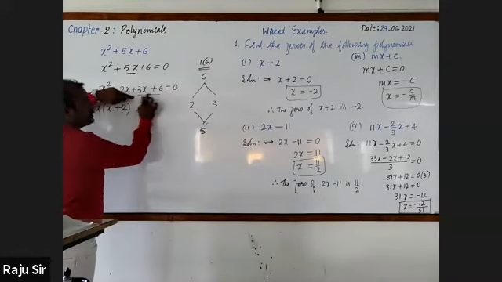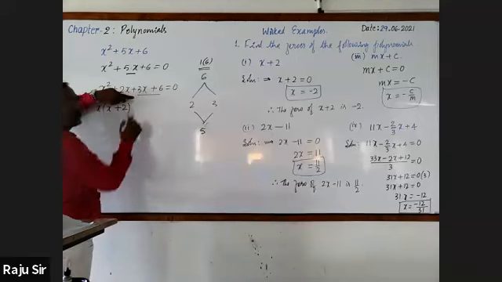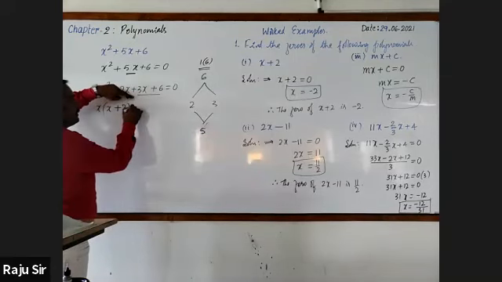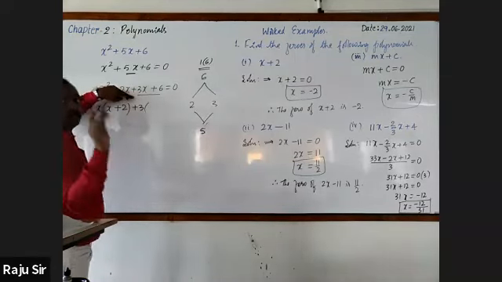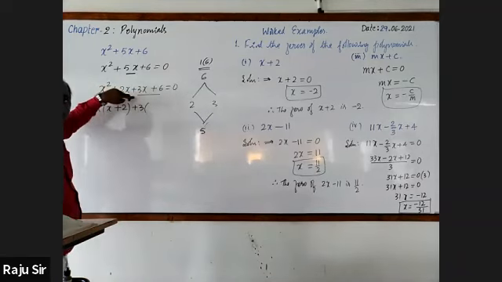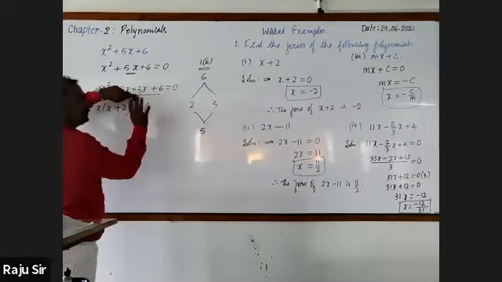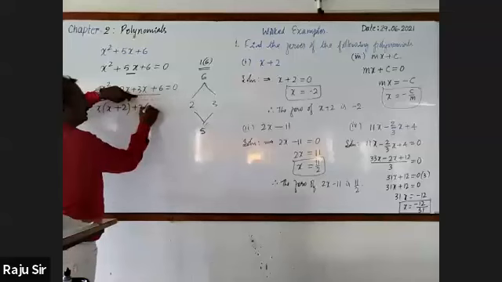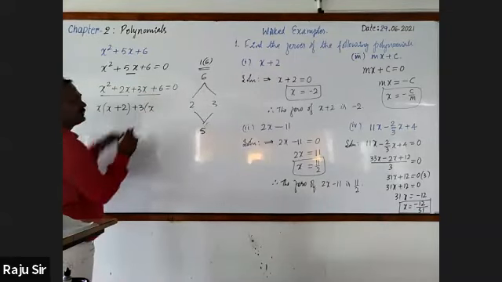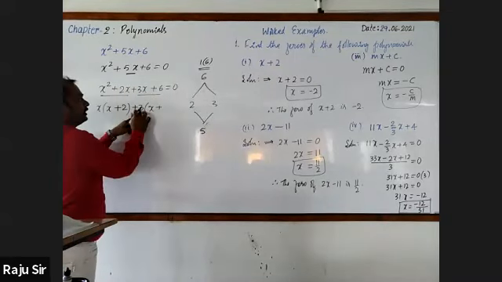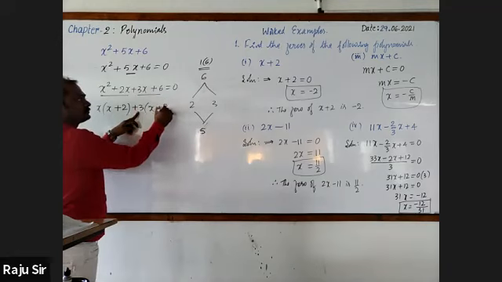Next, in the second group, plus 3 into x is 3x, plus 3 into 2 is 6. What is the common factor? 3. Taking 3 common, 3 into x is 3x, and how much was 6? 3 into 2.